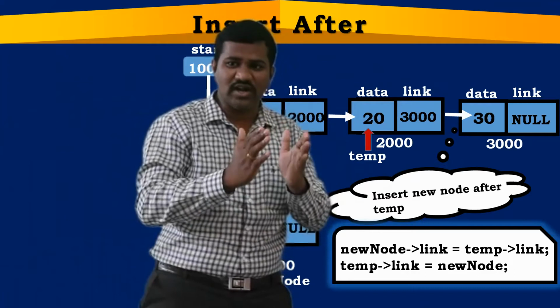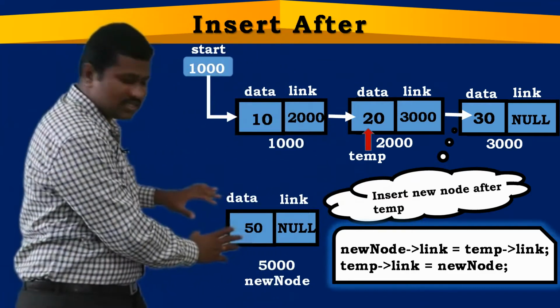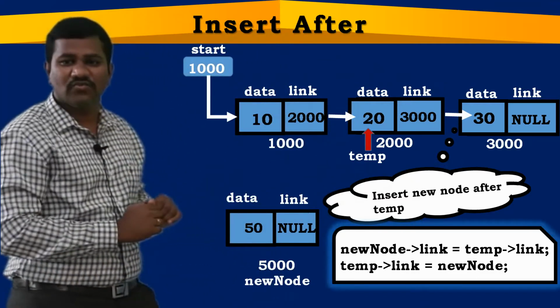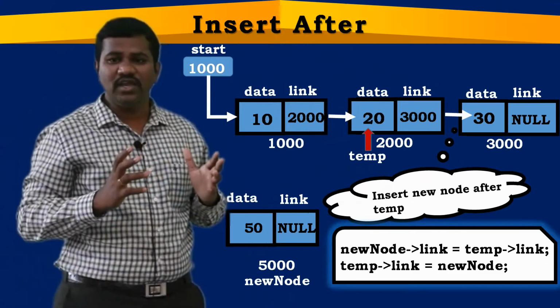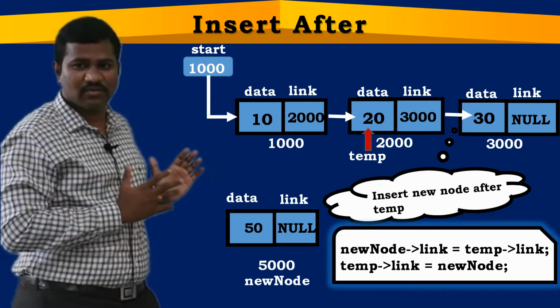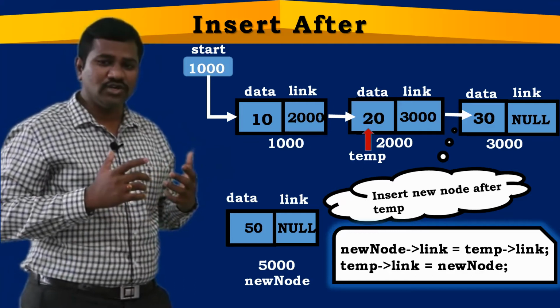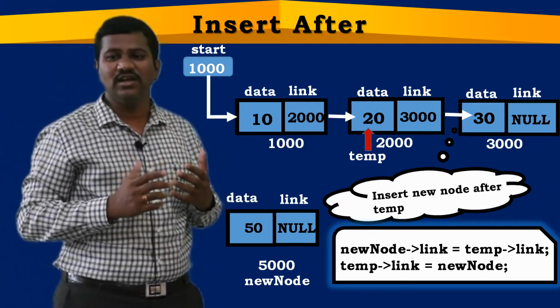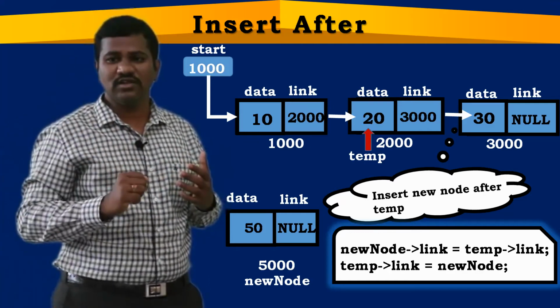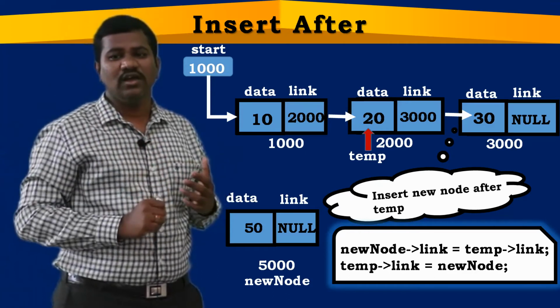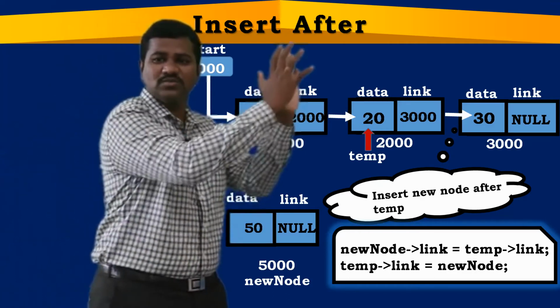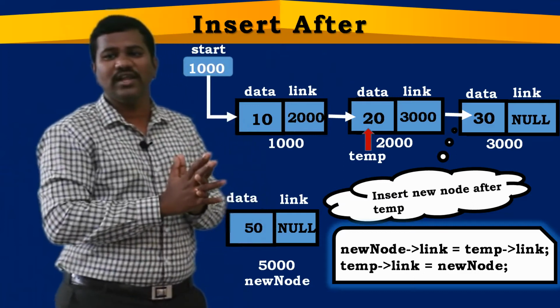Now between this 20 and 30, I would like to place this 50. So how should the link be? By seeing this diagrammatic representation, we are in a position to expect the links in such a way that the new node link should contain 3000 and temp link should contain what? 5000, so that this link goes between the 20 and 30 node.